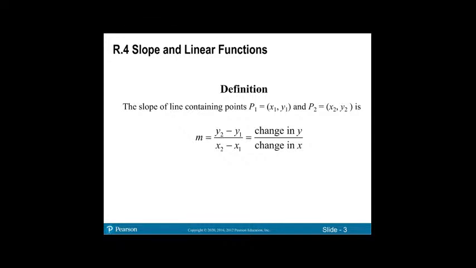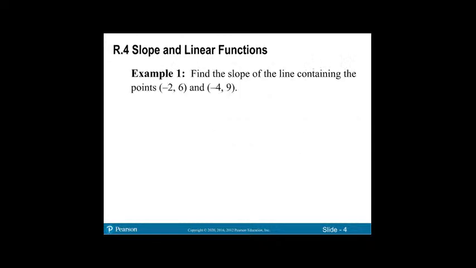But anyway, the slope of a line containing two points is given by y2 minus y1 over x2 minus x1. That's the change in the y value divided by the change in the x value. You might remember slope as rise over run, so that's essentially what's going on here. In this example, we're asked to find the slope of the line containing these points.